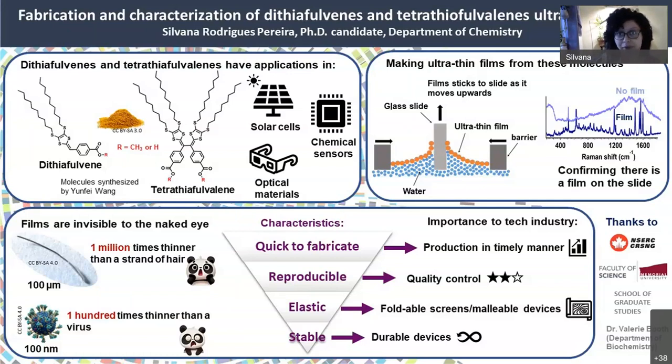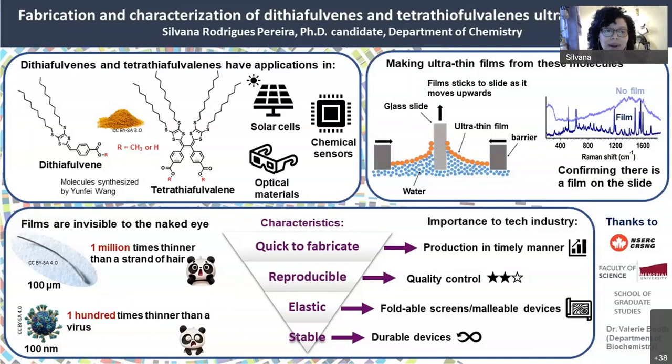And that's where the diethiophulvene and tetrathiophulvalene molecules come in handy. They are not minerals, but organic compounds. Compounds made of carbon, hydrogen, oxygen, and sulfur. And they have been successfully used in previous studies to build solar cells, optical devices, and sensors. While these are great news, these organic materials are still used in bulk. And we want to push the limits and make a two-dimensional film out of these molecules. So my PhD project involves fabricating a film 1 million times thinner than a strand of hair.